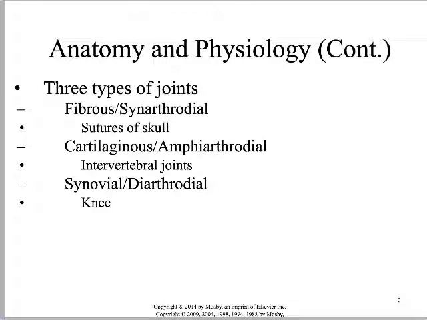There we go. So there's fibrous, sometimes called synarthroidal. Syn means without, so that means without articulation. And these would be things like the sutures of the skull. They remain more or less cartilaginous up until the point of birth, and so this allows for passage of the skull through the birth canal, but then after that they begin to ossify.